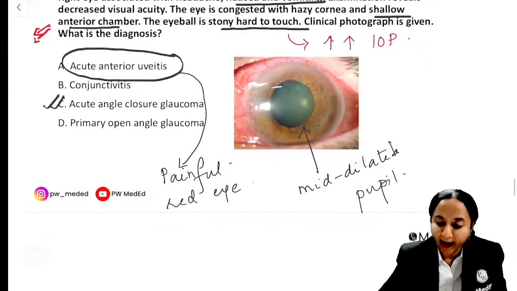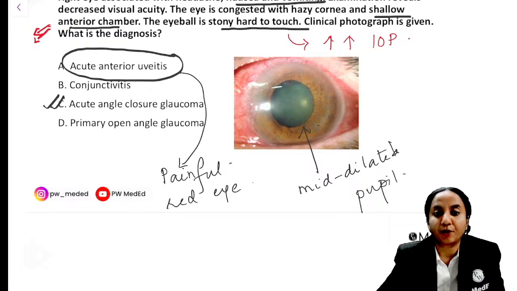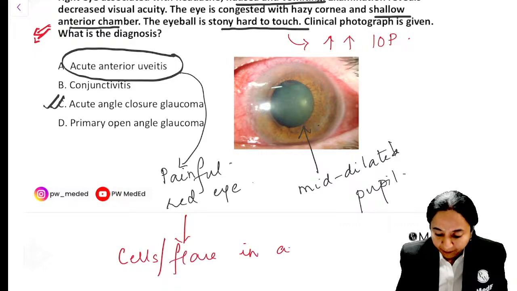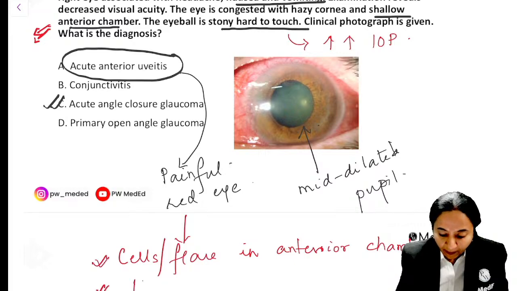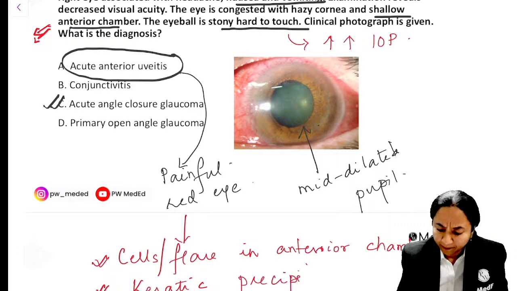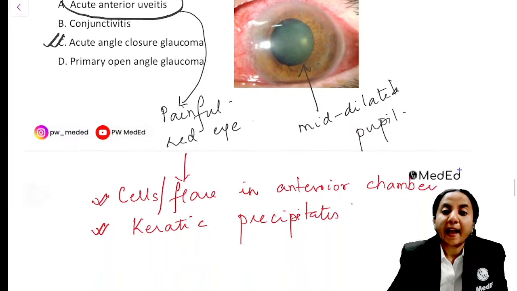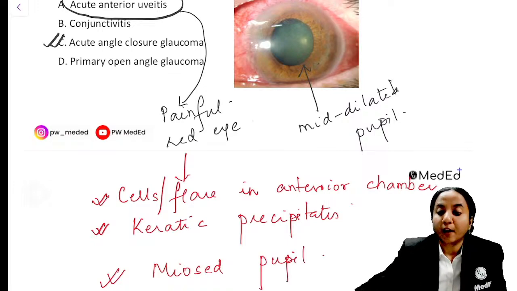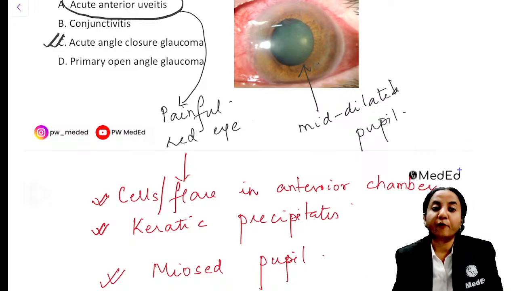If it is a question on anterior uveitis, two things will always be mentioned. They will always mention that there are cells and flare in the anterior chamber. Second, it will be mentioned that there are keratic precipitates or KPs on the corneal endothelium. And the third, the pupil is myosed because of spasm. So the pupil is not dilated, the pupil is going to be myosed. So look for these key words in the question if you have a confusion.